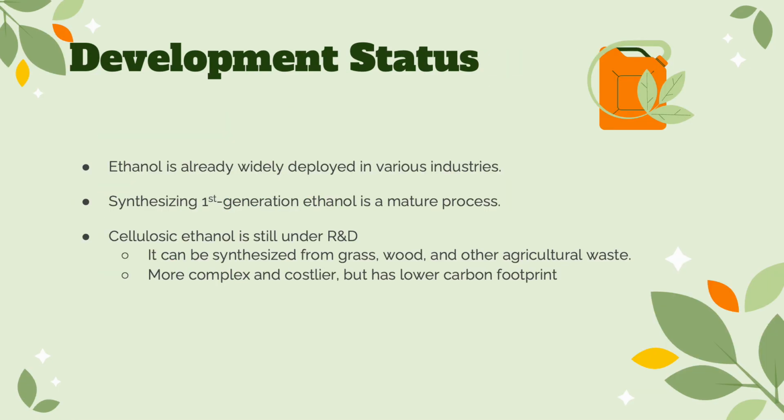So what is the development status of ethanol? Ethanol is already widely deployed in various industries. Synthesizing first-generation ethanol, which is the process in the slide before, is already a very mature process. The US recorded a record 16.2 billion gallons produced in 2024. And there is this other process called cellulosic ethanol, which is still under research and development. But what's great about this type of ethanol synthesis is that it can be made from grass, wood, or other agricultural waste. Because of that, it's more complex and costlier, but it does have a lower carbon footprint.